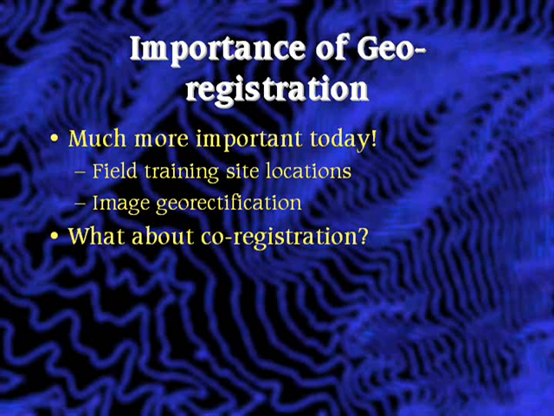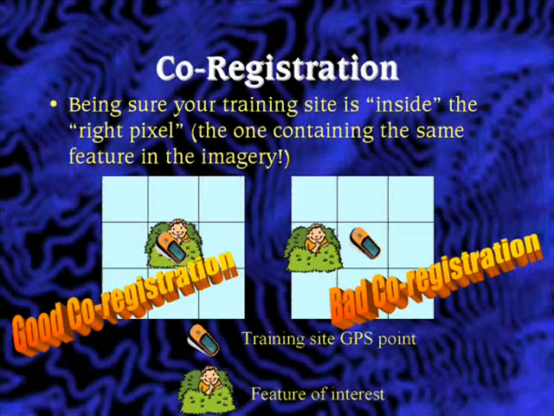Geo-registration is very important today. We have these field training sites, leafy spurge, non-leafy spurge, and what we need to do is make sure that our training sites are placed inside the correct pixel. Okay? Now, if we're working with Landsat imagery, 30 meter by 30 meter pixels roughly, it's not too difficult to use a decent GPS receiver and feel confident that the locations that our GPS receiver is giving us will always put us inside the right pixel.